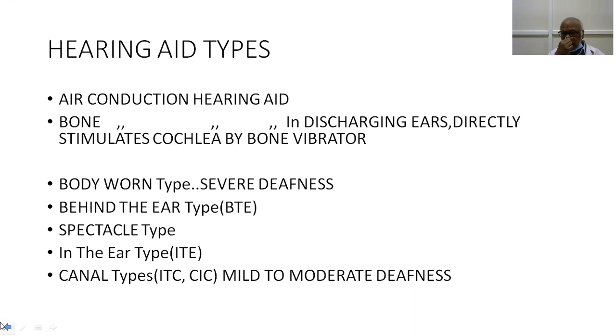And more advanced are canal type hearing aids. That is ITC and CIC. ITC is in the canal hearing aid. CIC is completely in the canal hearing aid. I think in the last classes, I showed a picture of the ex-US President Bill Clinton. He used hearing aids in both ears. The whole world doesn't know that he's suffering from hearing loss and used hearing aids in both ears. Nobody knows it. It is exactly inside the canal, completely in the canal.